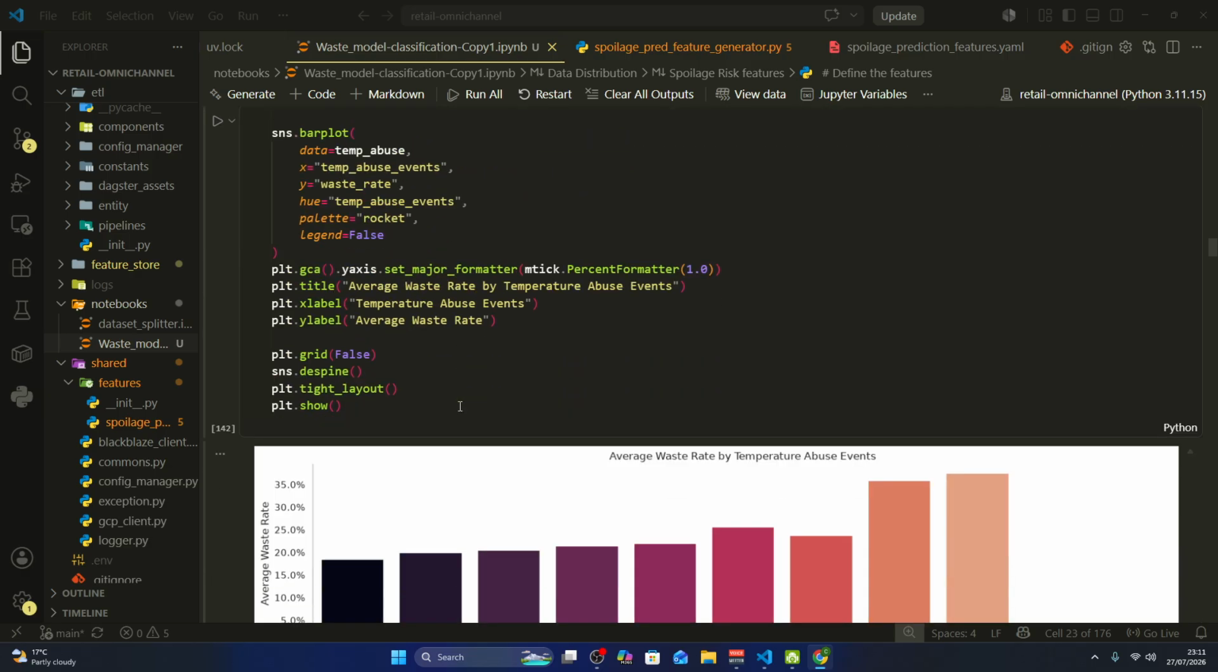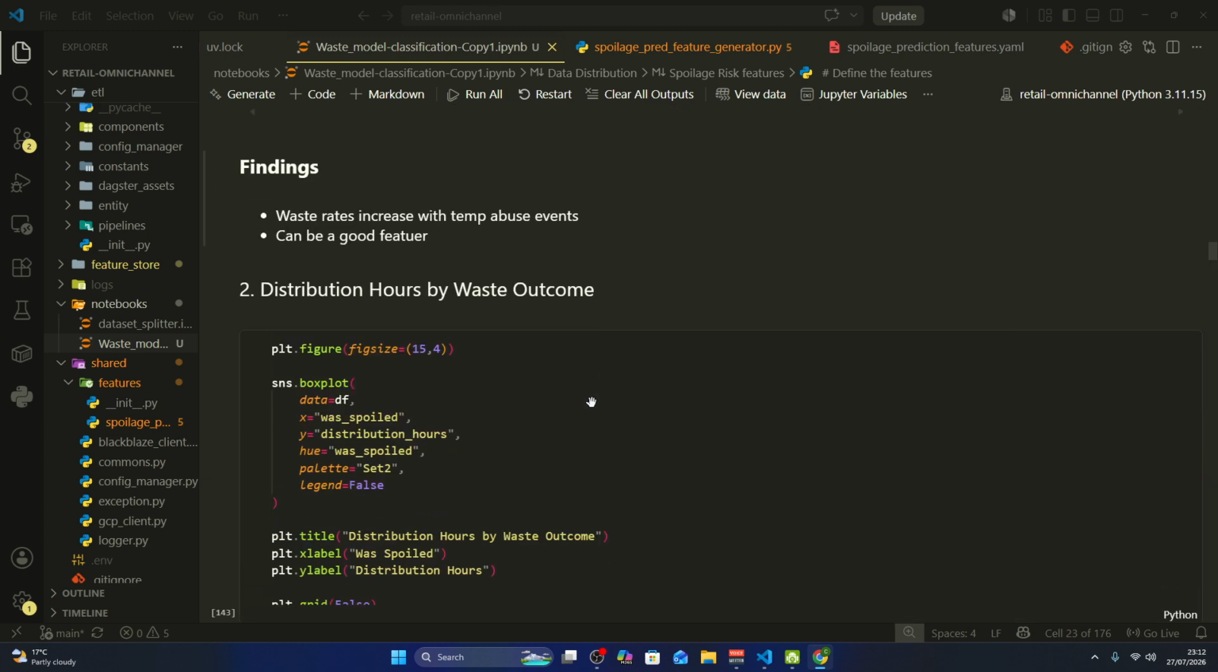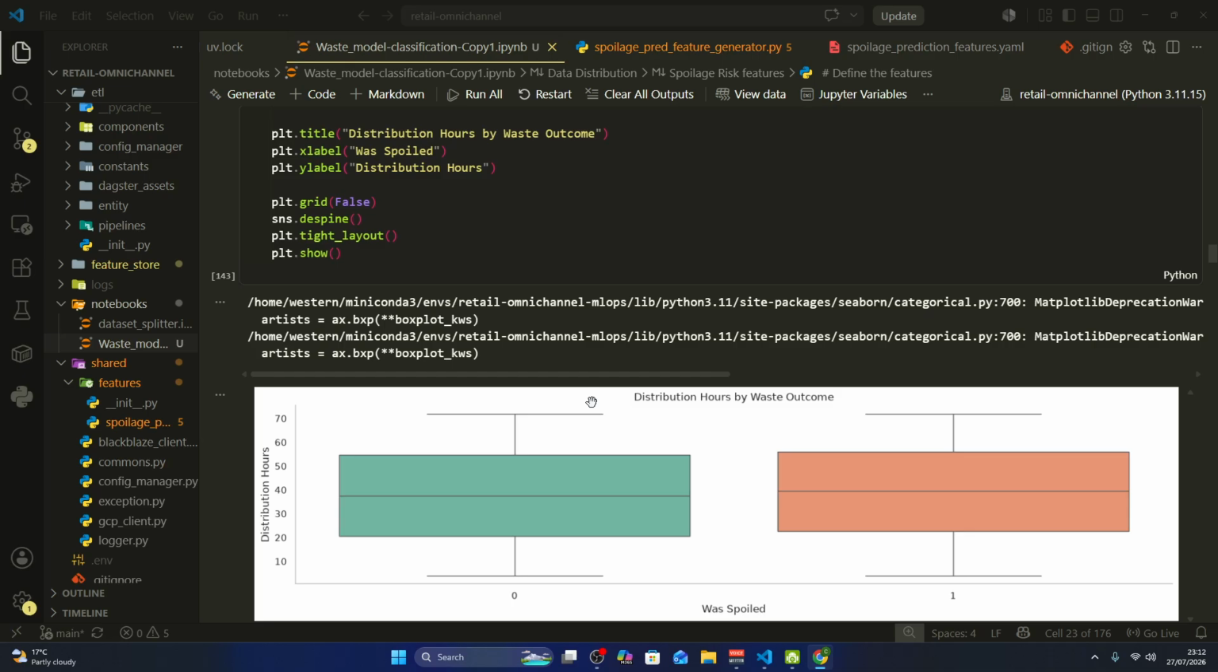So cold chain and logistics. So average waste rates by temperature abuse. Temperature abuse means that there was a serious fluctuation in terms of temperature. Then when you compare that to average waste rate, you can see again there is some semblance of a relationship: as the temperature abuse events increase, so does the average waste rate. So this can be a good feature to consider when building the model.